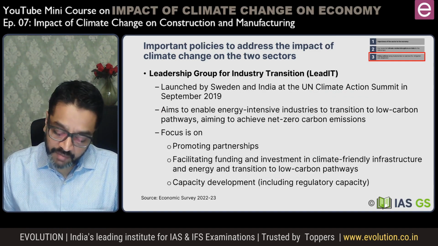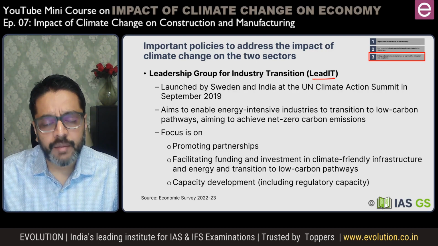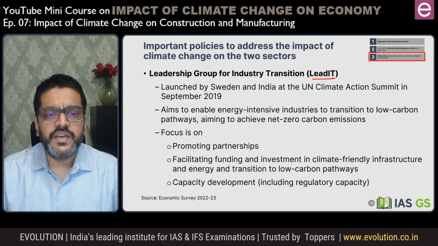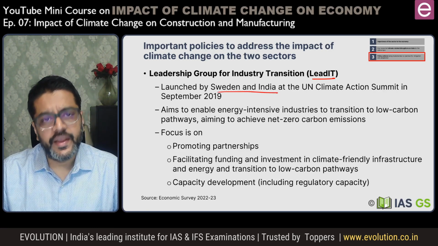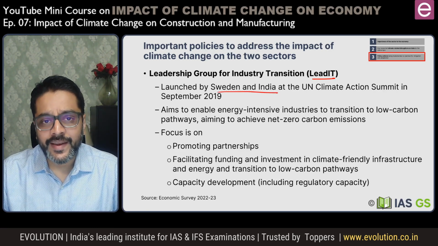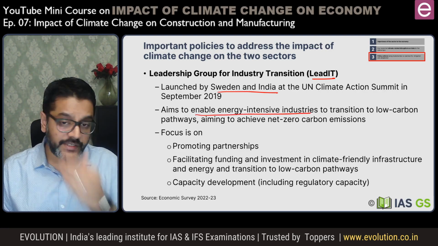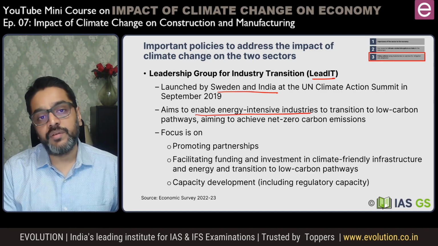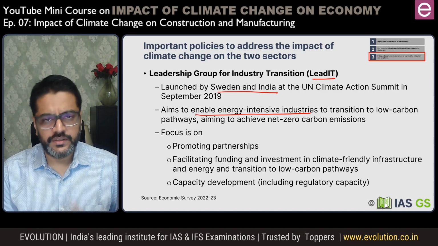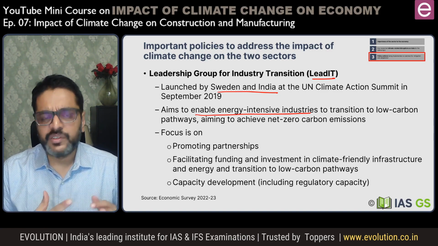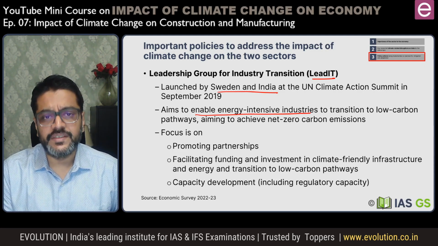The second example of India's leadership in driving the world towards a more climate-friendly development paradigm is the Leadership Group for Industry Transition, right? So this was launched by Sweden and India jointly, again at the UN Climate Action Summit in 2019. And the aim of this leadership group is to enable energy intensive industry to transition to low carbon pathways, meaning to shift to manufacturing processes where they emit less carbon, right? So we saw in our discussion on construction how energy intensive industries like steel, cement, etc.